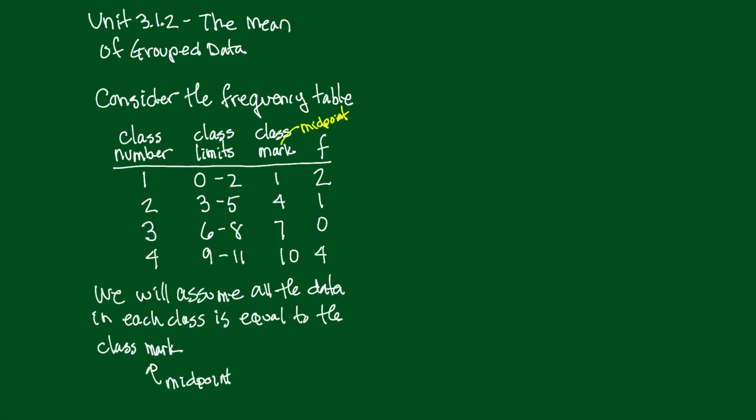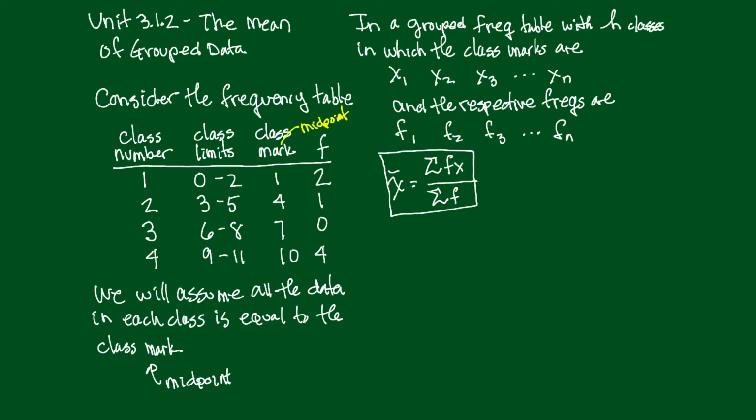Now, because we don't know what each individual piece of data is, right, we know in the last class there's 4 pieces of data in here. We don't know what they are. It could be all 9s. We don't know. So here's what we're going to do. Down here, we're going to assume that all the data in a class is just the class mark. Now, it's probably not true, so when we make our computations, they're not going to give us exactly the right values, but it's going to be close enough. We get more information than not. So I'm going to assume that what we have here are 2 1s, 1 4, no 7s, and 4 10s. So here's the formula for this.